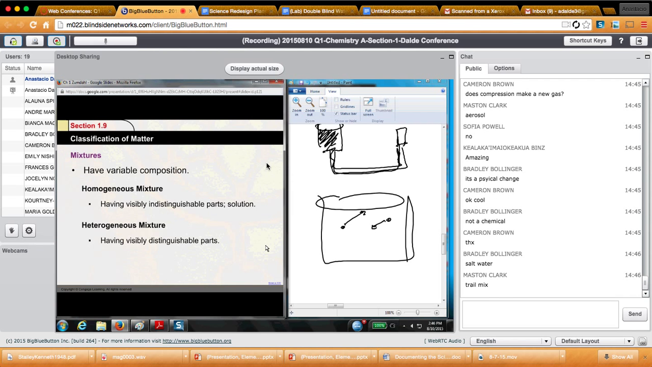All right. A heterogeneous mixture to me is like a classroom in Hawaii. I like that. It's trail mix, right? You look inside of this bag of trail mix, and you can see all different kinds of stuff inside there. Does that make sense?